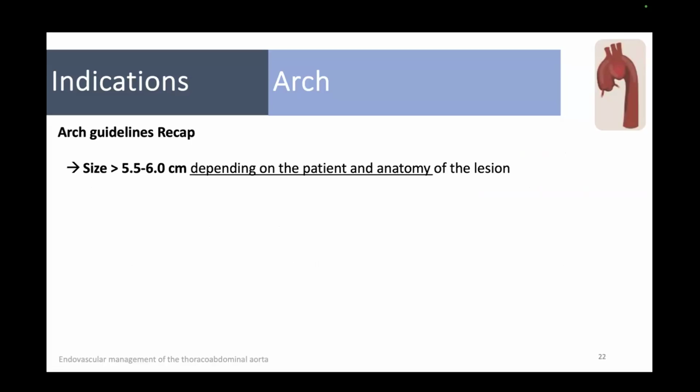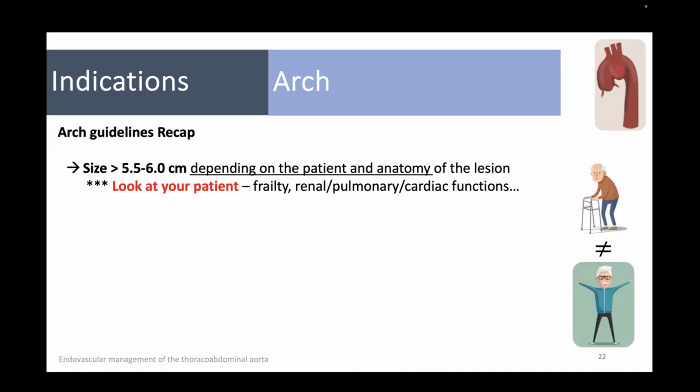So if we want to recap and make a bit of sense of these guidelines, absolute size is between 5.5 and 6 centimeters for the arch. And it's, in my opinion, highly dependent on the anatomy of the lesion. Look at your patient, look at their frailty index, look at the renal, the pulmonary, the cardiac functions. Not all patients look the same. Not all old patients look the same.